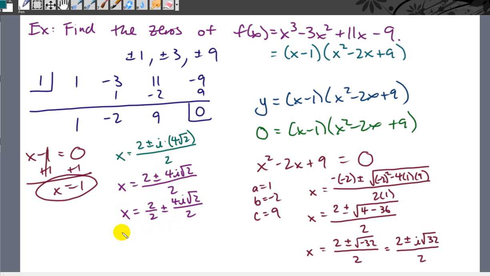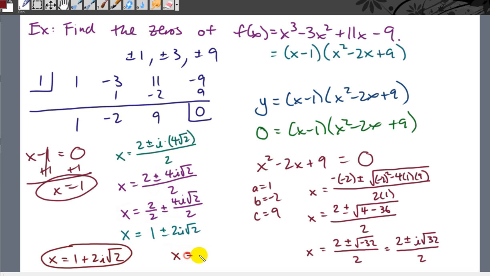Then what I see here is we can reduce this. Well, 2 divided by 2 is 1, and 4 divided by 2 is 2. So this is 1 plus or minus 2i times the square root of 2. If we wanted to find all the possible zeros of this function, we need to consider both the positive and negative. So we have x equals 1 plus 2i times the square root of 2, and our other value is x equals 1 minus 2i times the square root of 2.